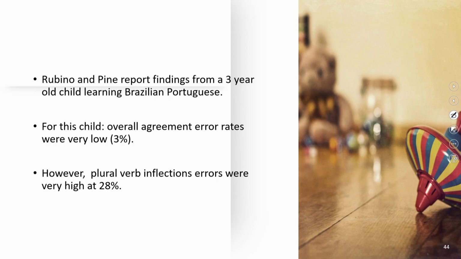So, they report this finding from a particular child, a 3-year-old child learning Brazilian Portuguese. The case was very interesting, because this child has understood inflections and is able to use them correctly in most cases. Overall, the agreement error rate was very low at 3%. However, in one particular case, that of the plural verb inflections, the errors were very high at 28%.